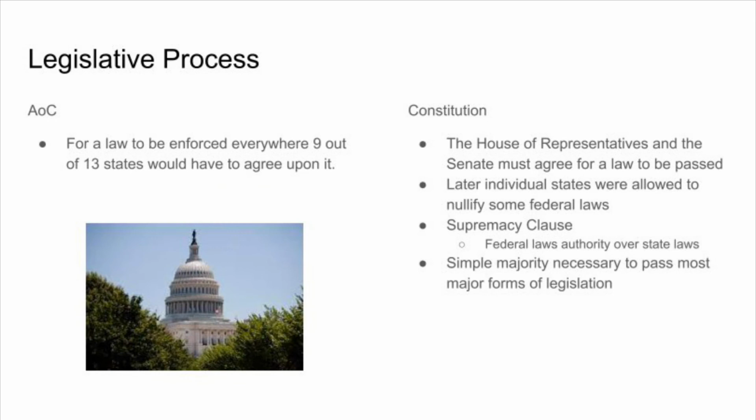Another difference between the Articles of Confederation and the Constitution was that in the Articles of Confederation, for a law to be enforced everywhere, 9 out of the 13 states would have to agree upon it. And in the Constitution, the House of Representatives and the Senate must agree for a law to be passed. Later, individual states were allowed to nullify some federal laws. The Supremacy Clause was where federal laws have authority over state laws, and the Constitution has simple majority necessary to pass most forms of legislation.